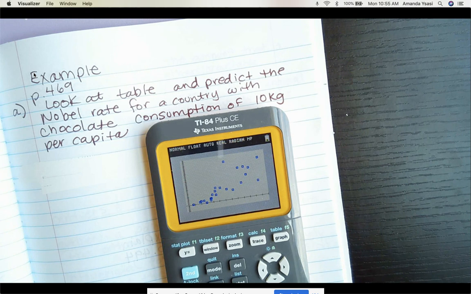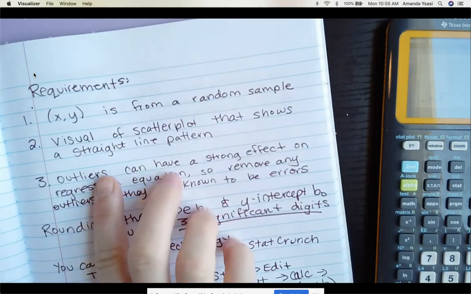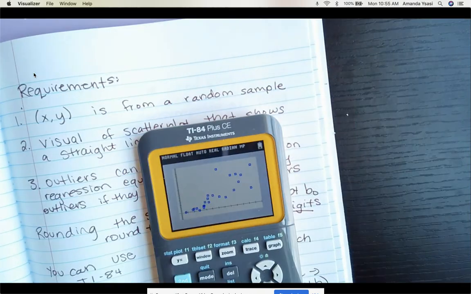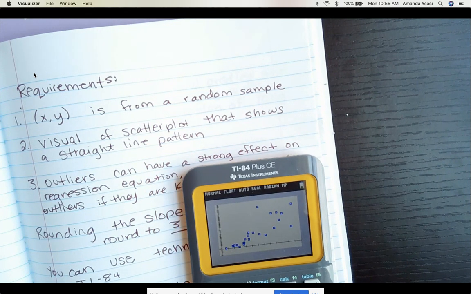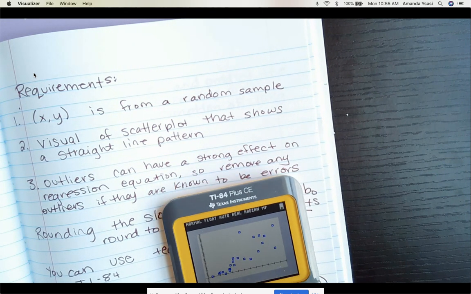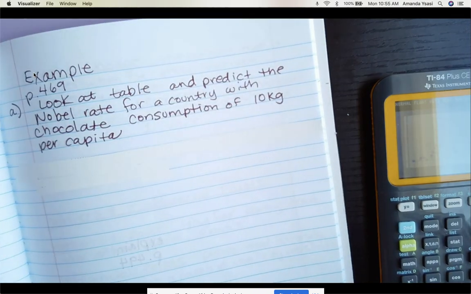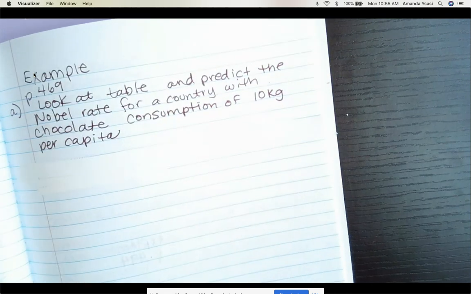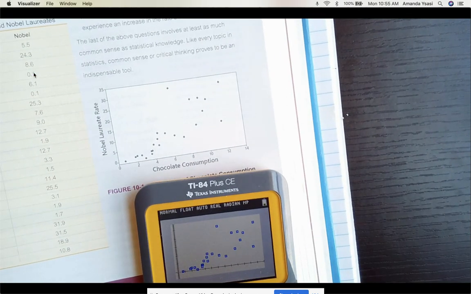So we have to check the requirements. Was this a random sample? Yes. Does it look like a straight line pattern? Yes. Are there any outliers that we know have errors? Not that we know of, no. This also looks very similar to what was given to us in the textbook.